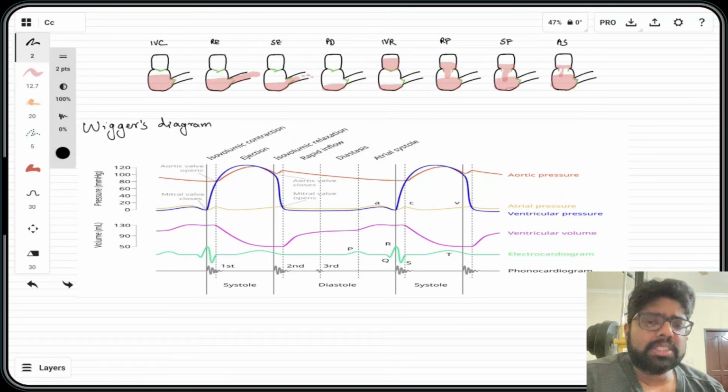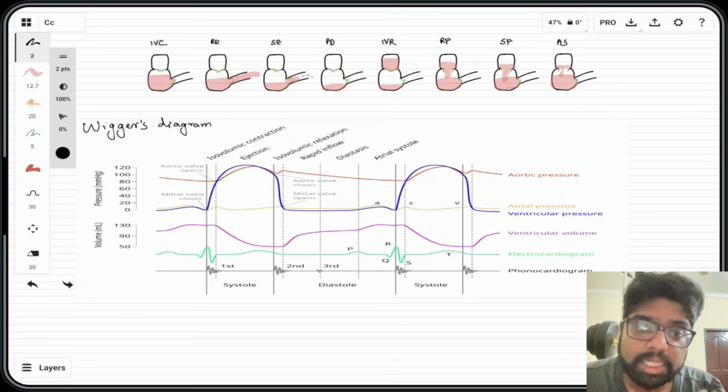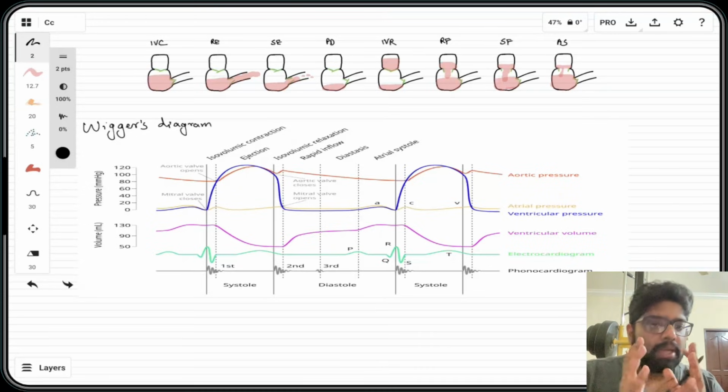So mainly, what is the Wiggers diagram? It's actually a curve which is plotted against time of different parameters that change during the cardiac cycle. What do I mean by that? The cardiac cycle is basically a mechanical event that occurs. We are going to be focusing on the left side. So what are these mechanical changes?